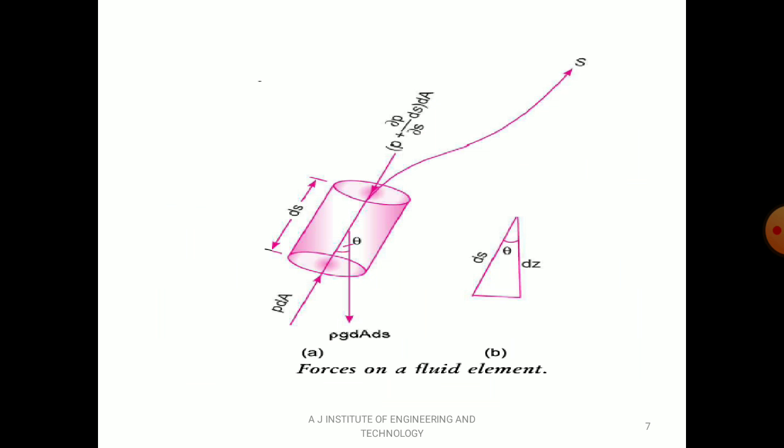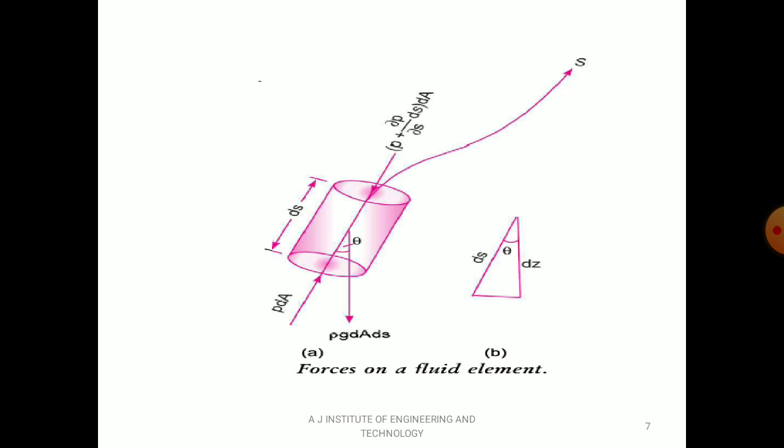Then the different forces acting on this fluid element are: one is the pressure force. Pressure equals F by A, so in order to get F, F equals P into A. The area is a small cross section, so dA, and the force is P into dA in the direction of flow. Flow is happening in the S direction; you can see the streamline in the S direction.